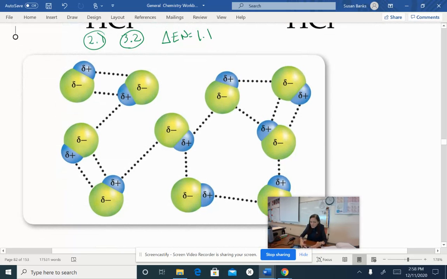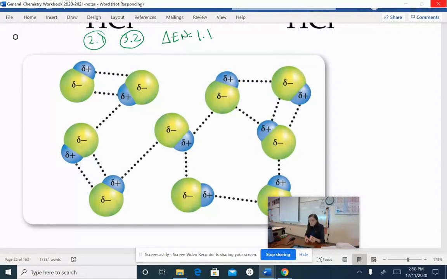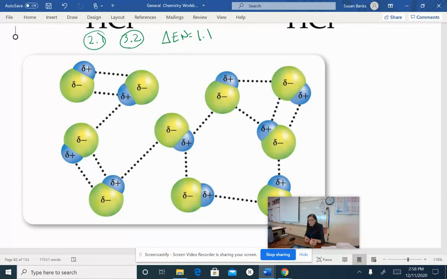We would actually have molecules lining up and creating some kind of a big mass molecular structure because of these different positive and negative charges. That helps these molecules get closer to each other, which means that they are going to be liquids and solids at lower temperatures. Okay?